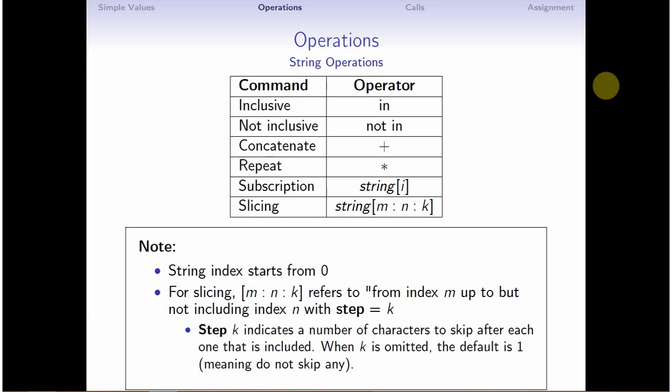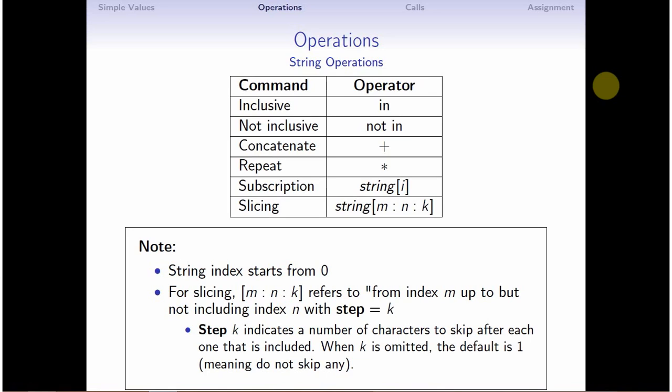Subscription means you only want certain letters out of your whole string to come out. For example, I want the first letter, then I put index equals 0. Later I will tell you why it is 0. Slicing means you only want a certain part of the string. Note that string index starts from 0. For Python, everything starts from 0. So whenever we say index, we always start from 0. However, if the question asks for position, then make sure you add 1. Later during the tutorial we're going to show you more about it.